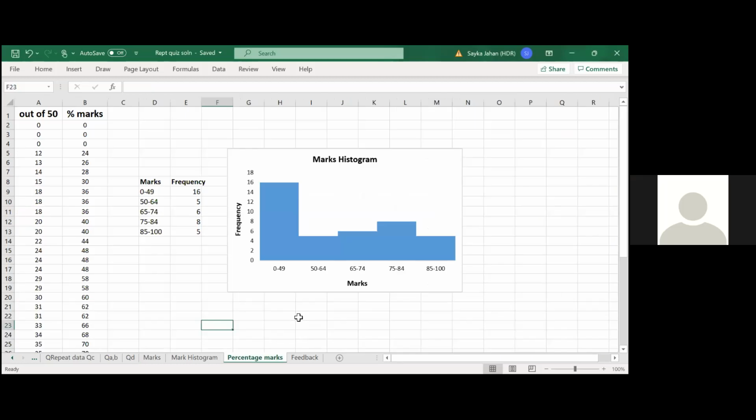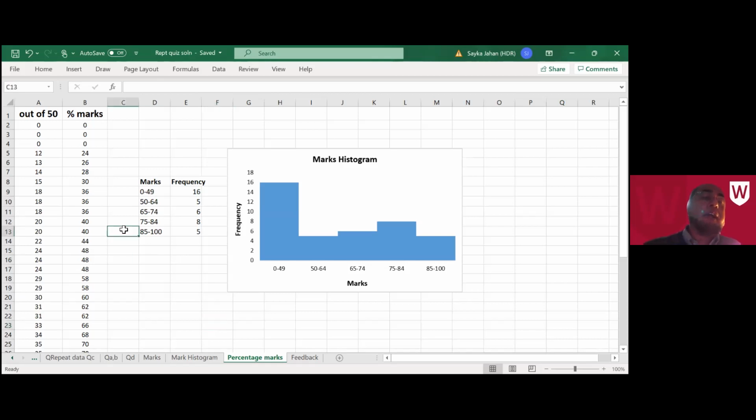Here is the mark distribution based on the grading system. 16 students got below 50 out of 100, that is the percentage mark. 5 students got below 65, 6 students got below 74, 8 students below 84, and 5 students over 85 to 100. So in other words, we can say that 5 students got high distinction, 8 students got distinction, 6 students got credit, 5 students passed, and 16 students failed. Is that right? So 16 students failed. That's a great number of students failed here.